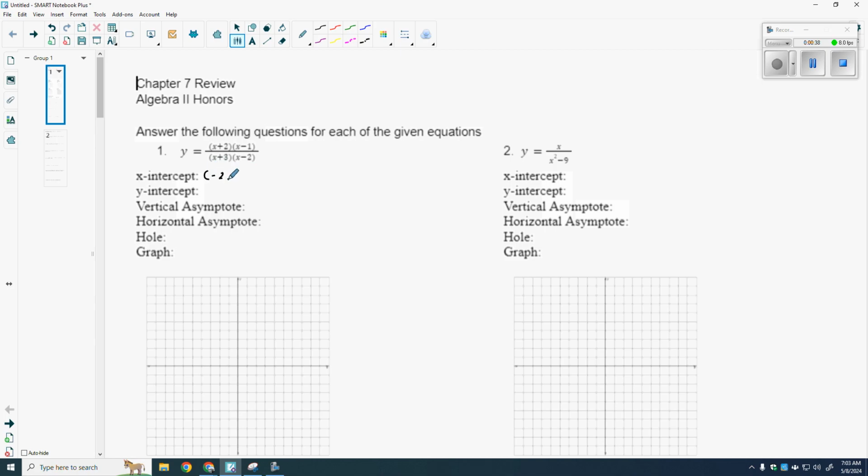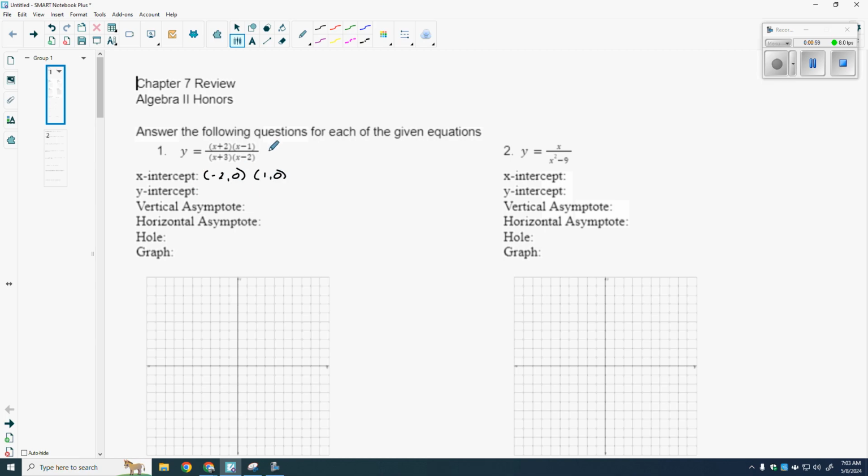If x is -2, that makes my y value 0. If x is +1, that makes the y value 0. They are xy coordinates. Do not put x equals -2. That is the equation for a vertical asymptote, an x equals. These are xy coordinates. Notation matters.